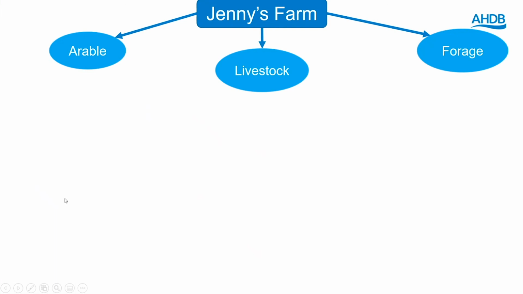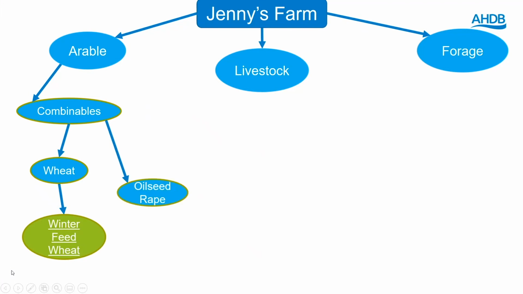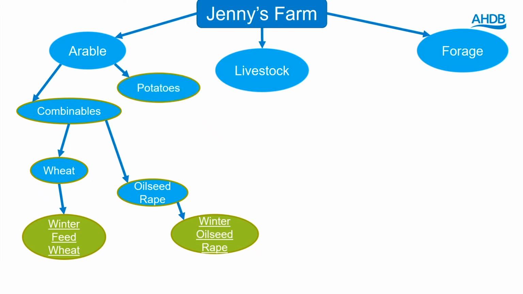So we've broken down Jenny's farm into the 3 groups like we did with John's. In our arable, we still have some combinable crops, which included wheat, that was winter feed wheat, and oilseed rape, which was a winter variety as well. But different to the last one, Jenny had some potatoes. She only had 1 potato crop, which was ware potatoes.